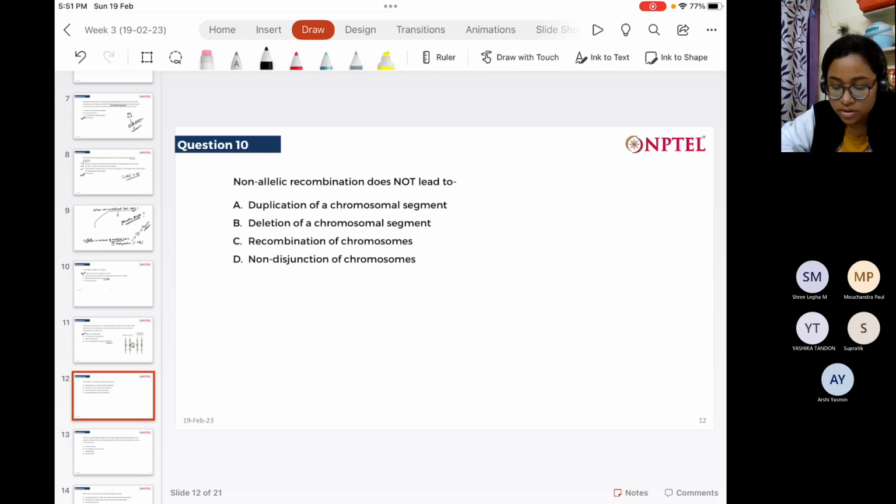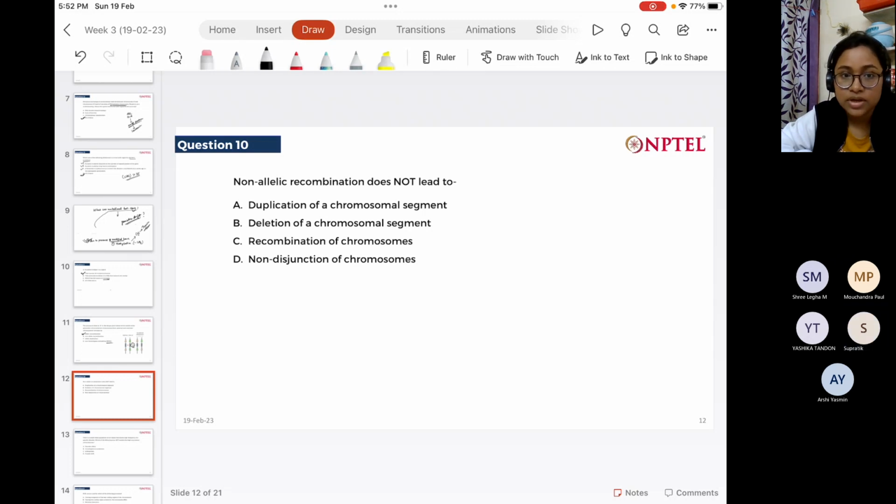Then another question: non-allelic recombination does not lead to what? Duplication of a chromosomal segment, deletion of a chromosomal segment, recombination of chromosomes, or non-disjunction of chromosomes. What do you guys think is the correct answer for this question? C. It's the C.